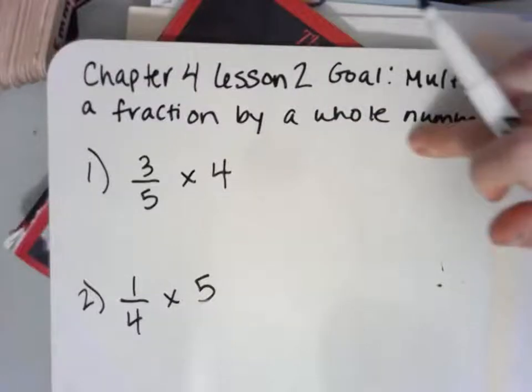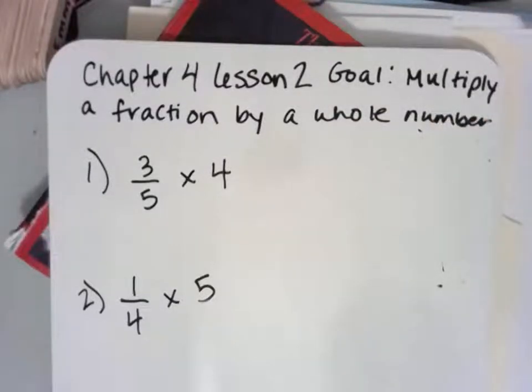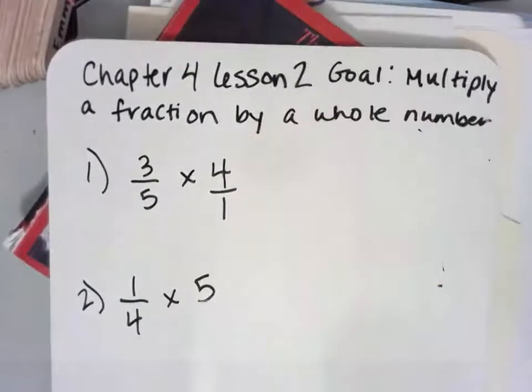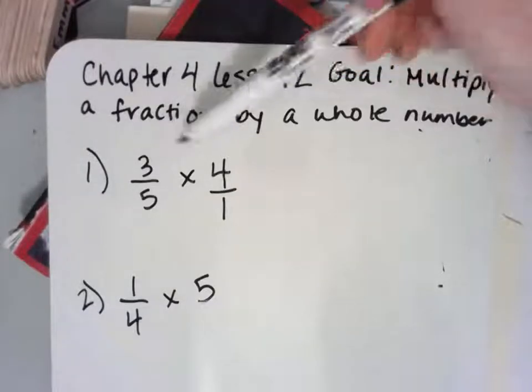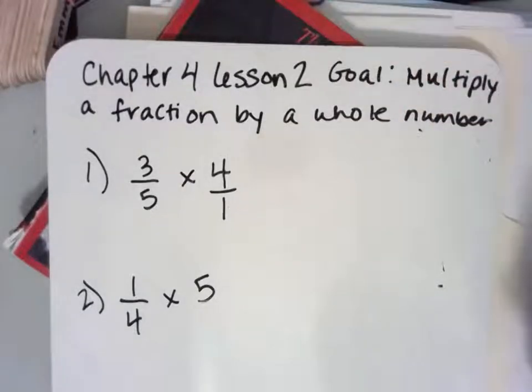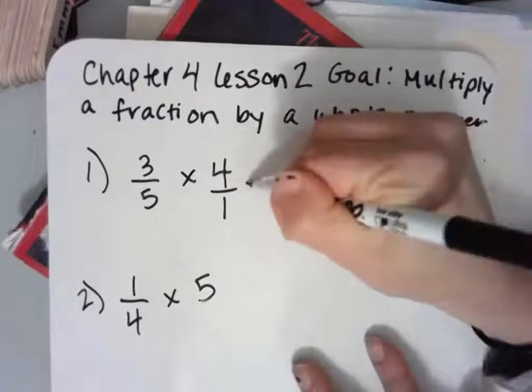A whole number will always have a denominator of 1. So if it's just standing by itself, my suggestion would be to put it over 1, make that denominator 1, only if it's a whole number. And then we just simply multiply the numerators by each other, and then the denominators by each other, and then we simplify it. So let's go ahead and do that.